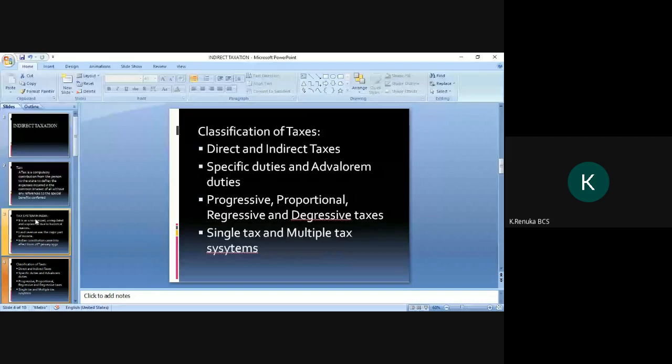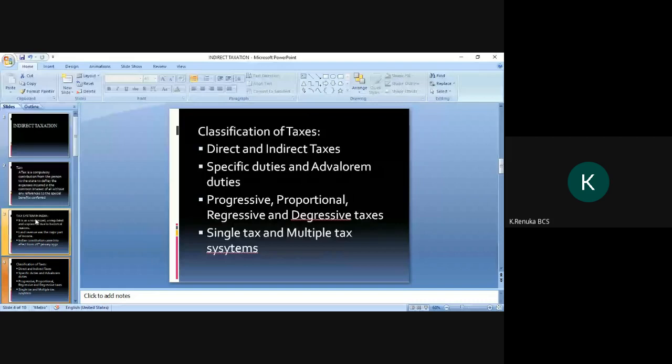Next is regressive tax. Regressive tax is one where the rate of tax decreases as the tax base increases. Whenever the tax base increases, the regressive tax rate will be reduced. The rate of tax decreases for higher incomes. So when the income rises, the tax rate is reduced, while the amount of tax payable increases in absolute terms. The decreasing rate of tax eases the tax burden for higher levels of income.